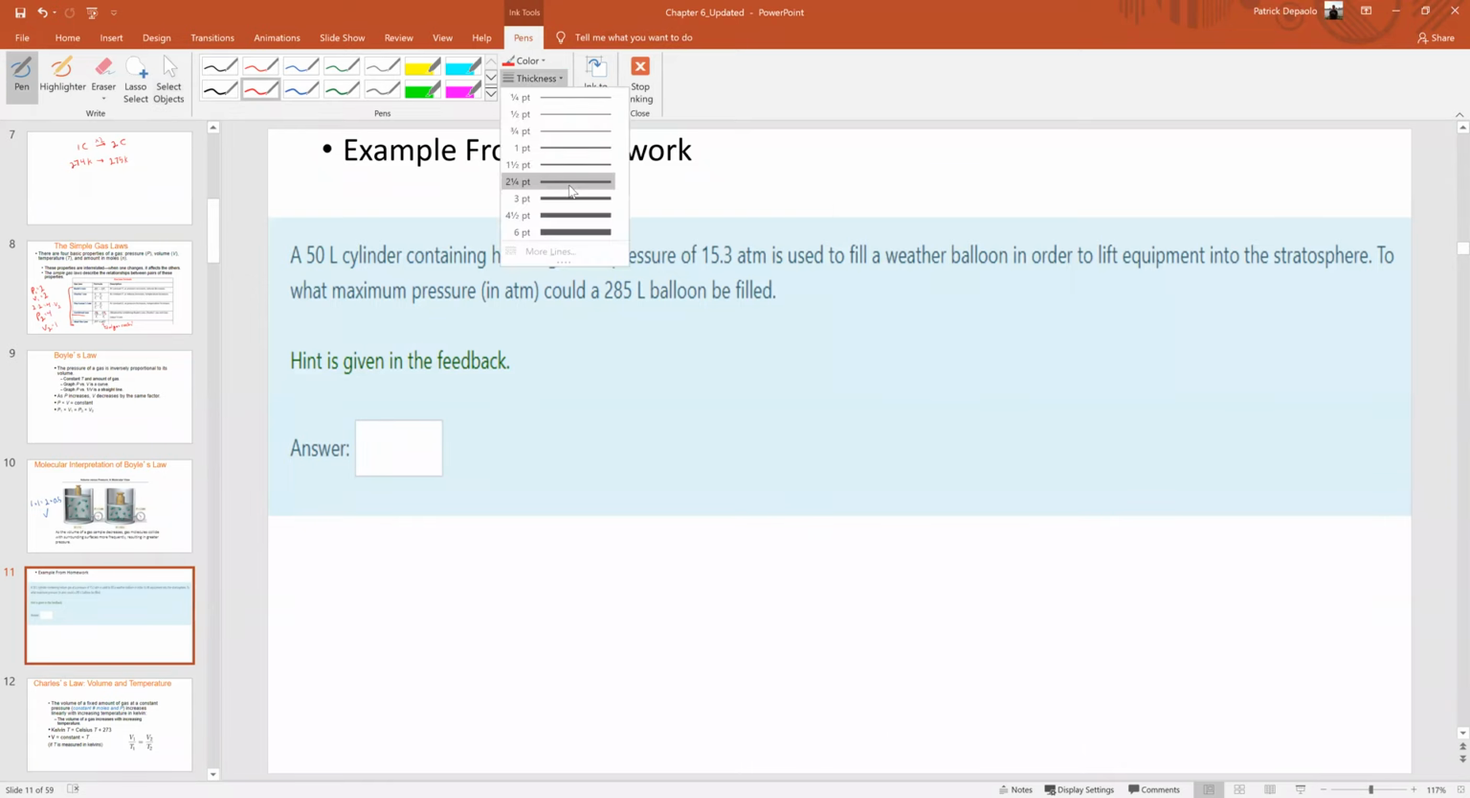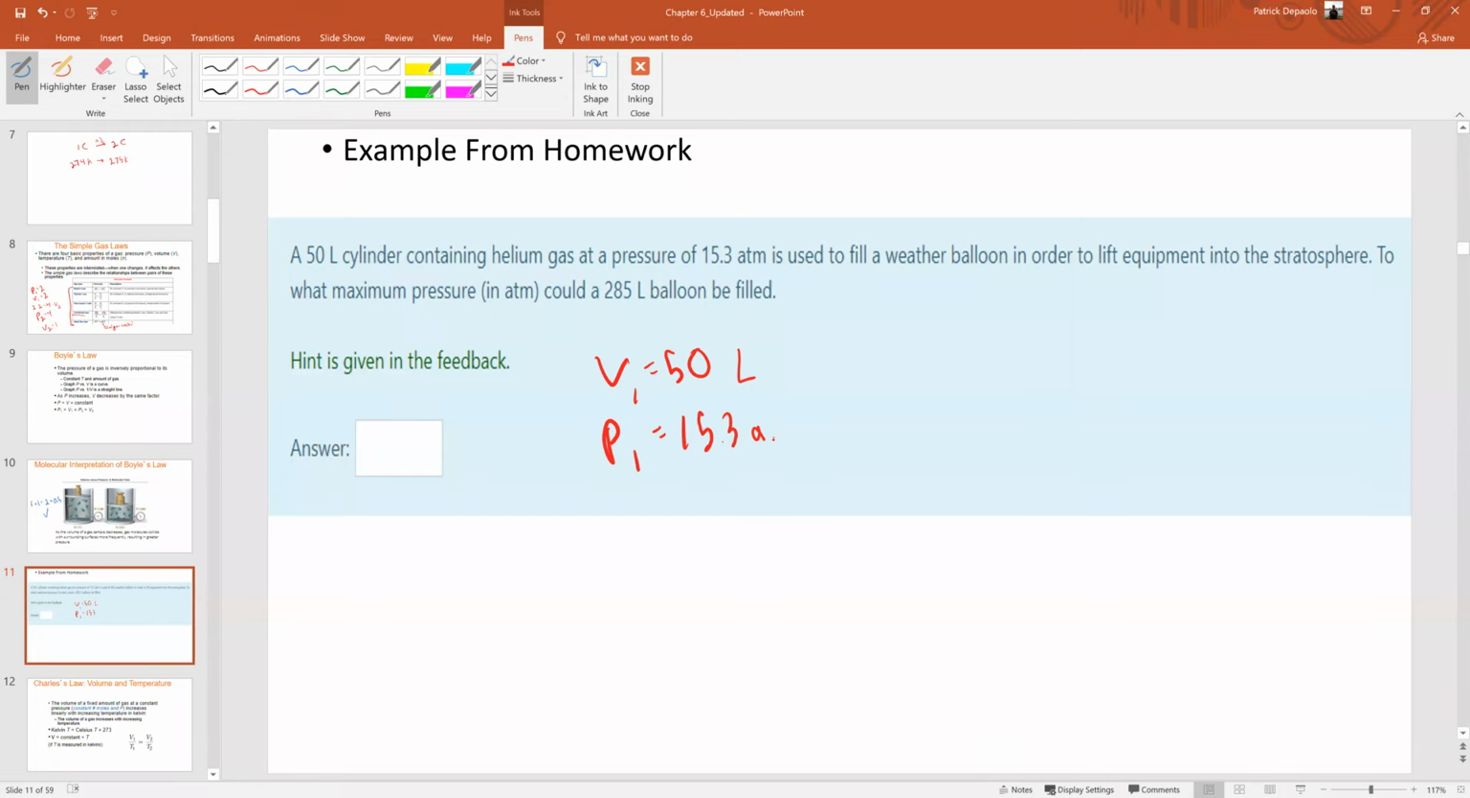Okay, so now an example from the homework. Just pay attention. You have a 50-liter cylinder containing helium gas at a pressure of 15.3 atm. These gas questions all sound the same: they give you a bunch of information and ask you a question. So first write down everything you're given and read it slowly. A 50-liter cylinder, so V1 is 50. Helium gas at a pressure of 15.3 atm, so P1 is 15.3 atm. It is used to fill a weather balloon in order to lift equipment into the stratosphere. To what maximum pressure in atm could a 285-liter balloon be filled?